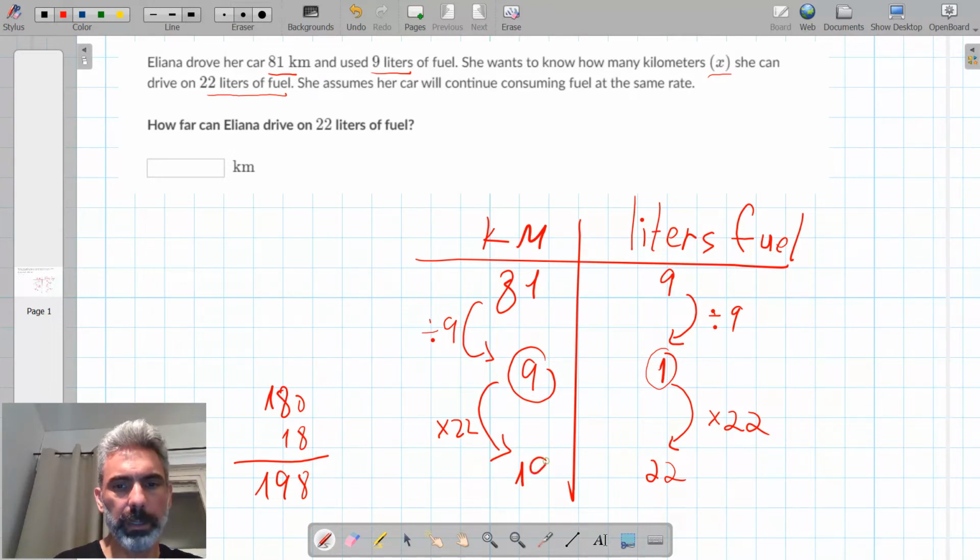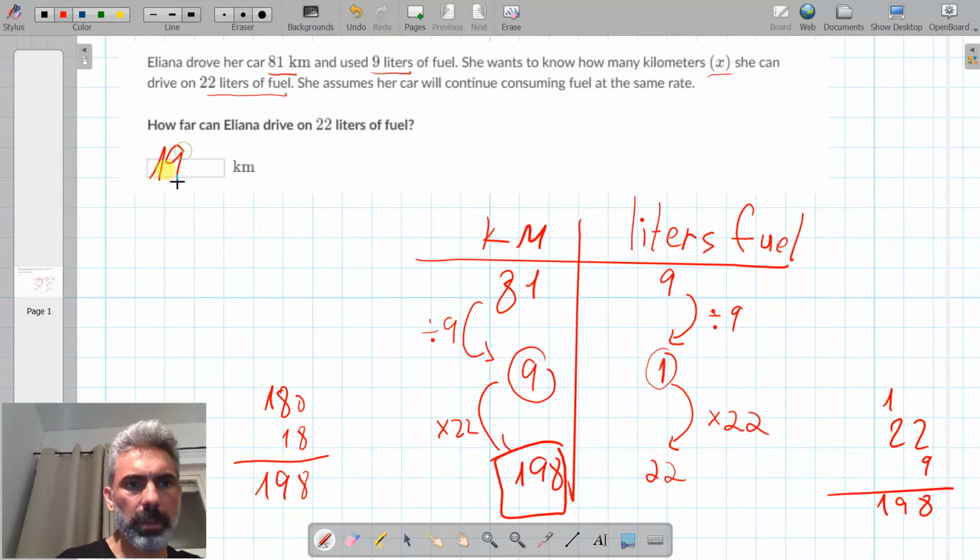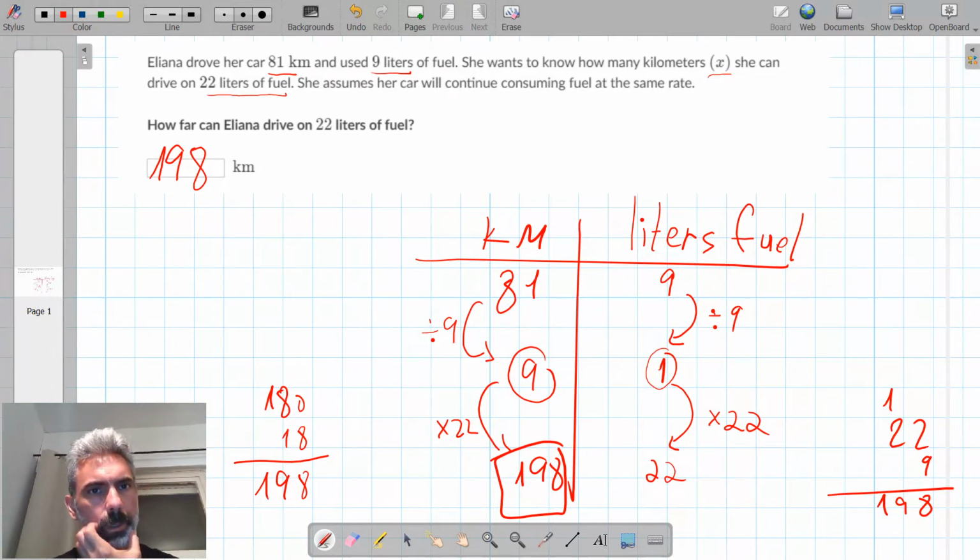So together it is 198. Let me verify. 22 times 9. 9 times 2 is 18. 9 times 2 is 18 plus 1 is 19. So 198. How far can Eliana drive on 22 liters of fuel? 198 kilometers.